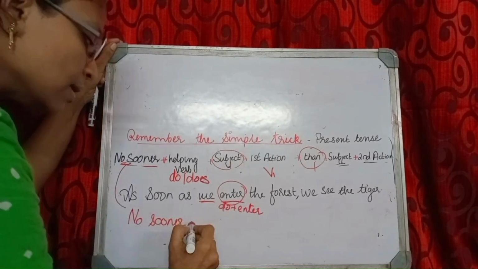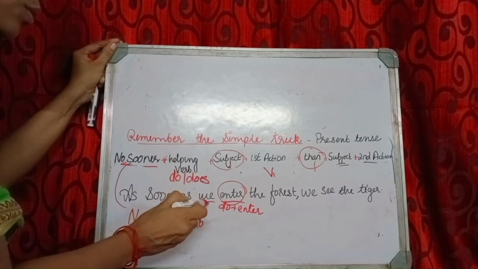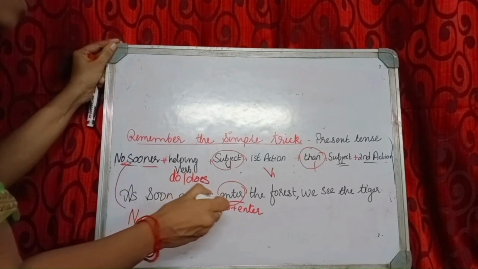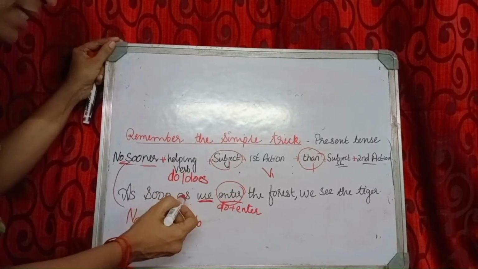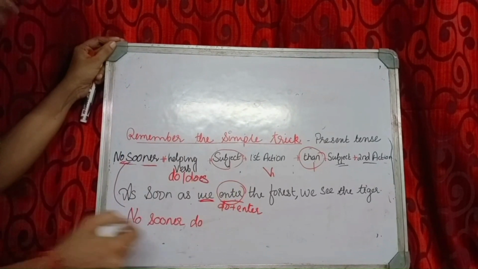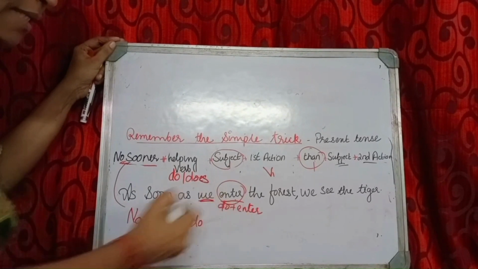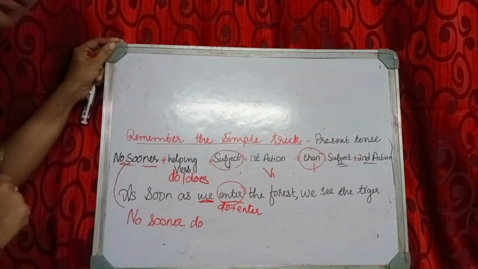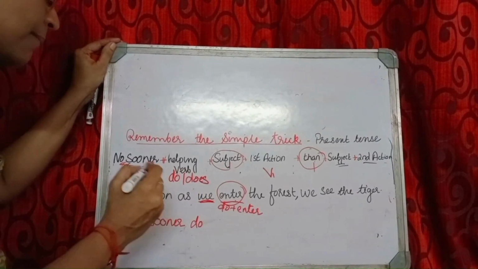So "no sooner", "do" is the helping verb, as I told you, for a plural noun. That's why "do plus enter". If it is "he", the verb becomes "enters", and then the helping verb is "does plus enter". Here it is "do plus enter". The reason is the subject is plural. The noun "we" is plural.